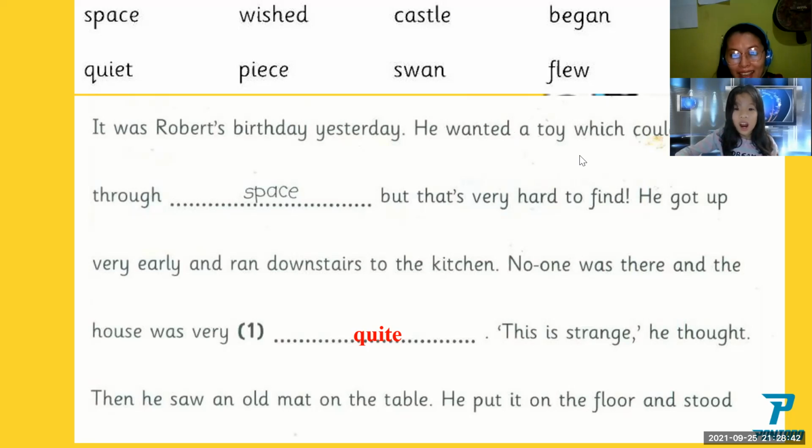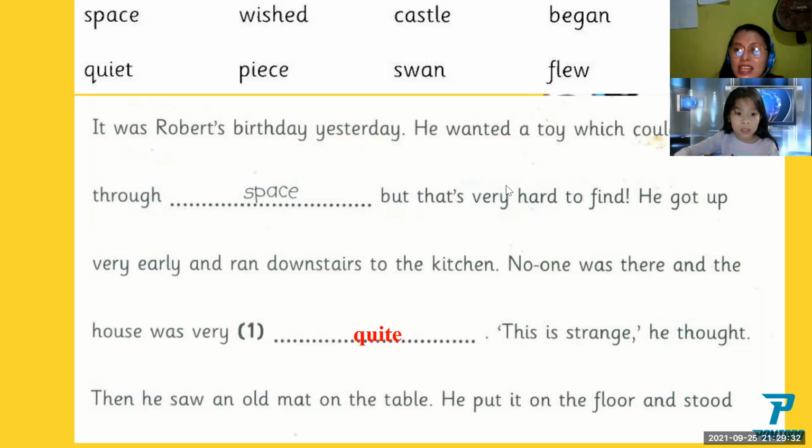Toy. Yeah, it's a toy. He wanted a toy. You know what kind of toy he wanted? He wanted a toy that could take him through space. Oh, like a spaceship. You know what is a spaceship? You go to outer space. He wanted a toy that will go to outer space. But he said it was very hard to find. You know what is hard to find? Okay, hard to find.